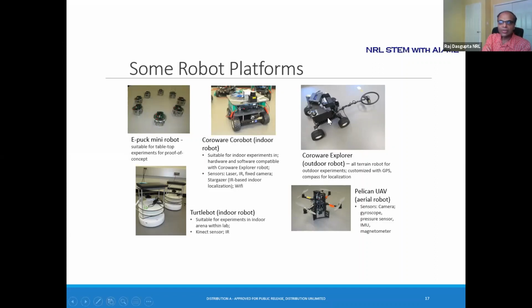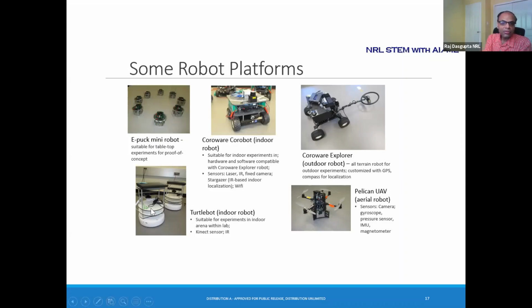This is another custom built robot we had in our lab. Once again, it's an outdoor or all-terrain robot, basically a rugged robot. And this one is fitted with a metal detector on it. So basically, it's a sensor to find landmines or find metal objects buried under the ground.